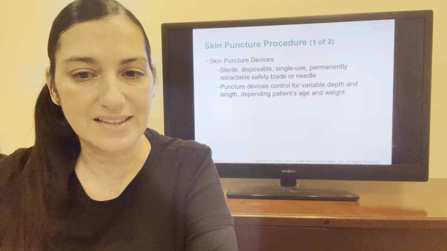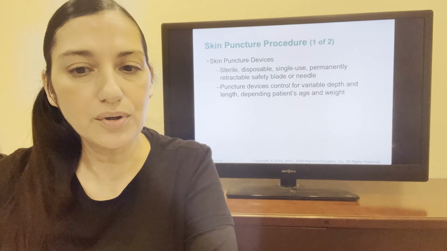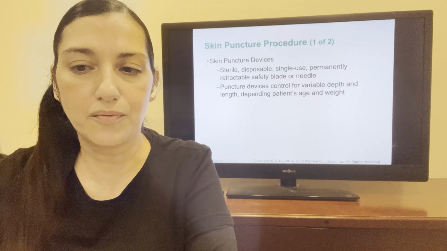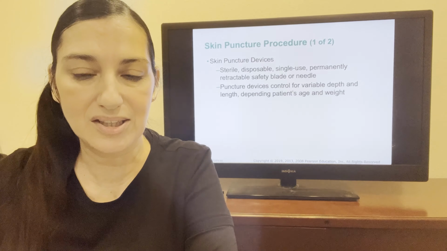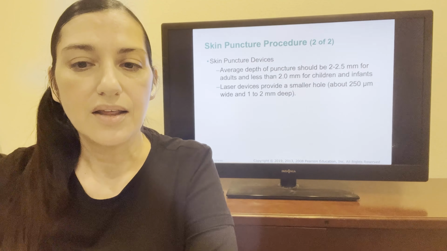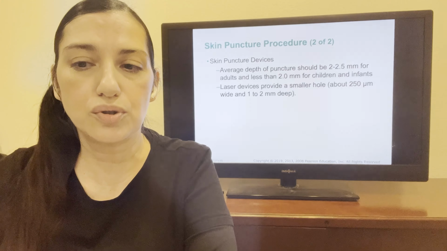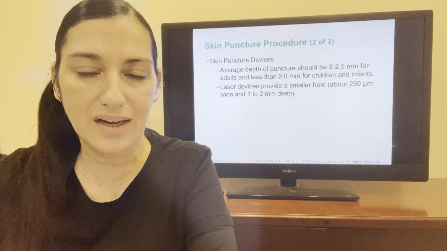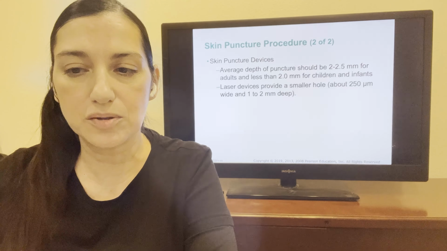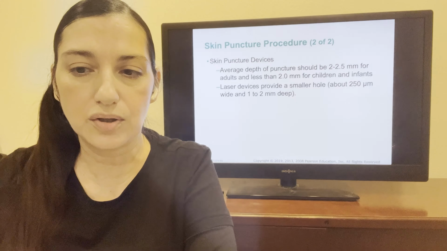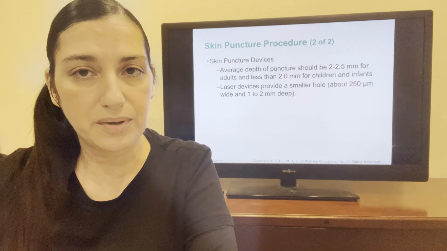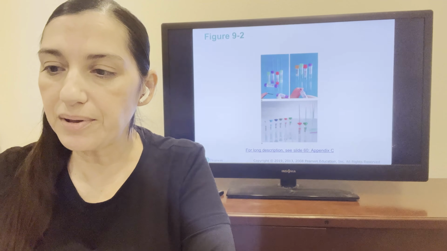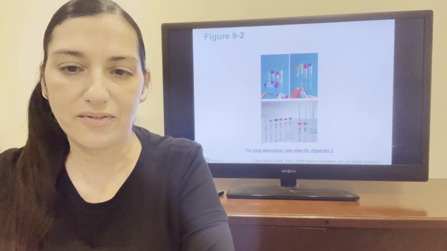Skin puncture devices. Sterile, disposable, single-use, permanently retractable safety blade or needle. Puncture devices control for variable depth and length depending on the patient's age and weight. The average depth of the puncture should be 2 to 2.5 millimeters for adults and less than 2.0 millimeters for children and infants. Laser devices provide a smaller hole, about 250 micrometers wide and 1 to 2 millimeters deep. These are some supplies for capillary blood collection devices and tubes from 2 manufacturers.